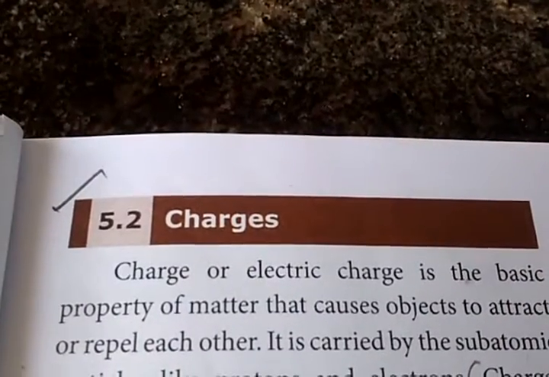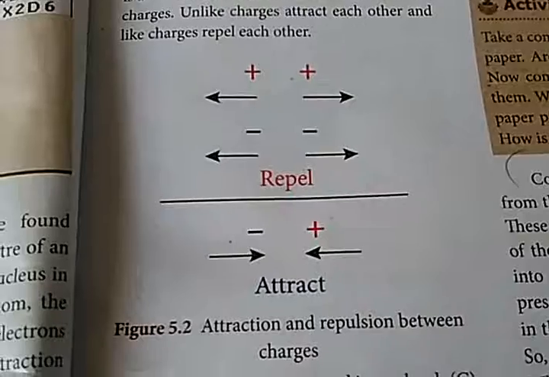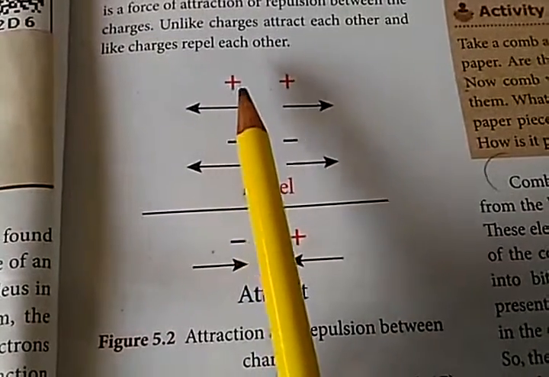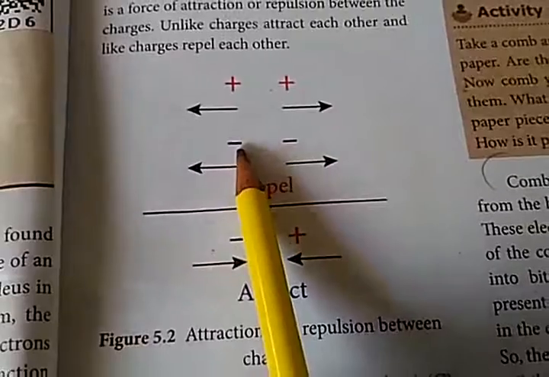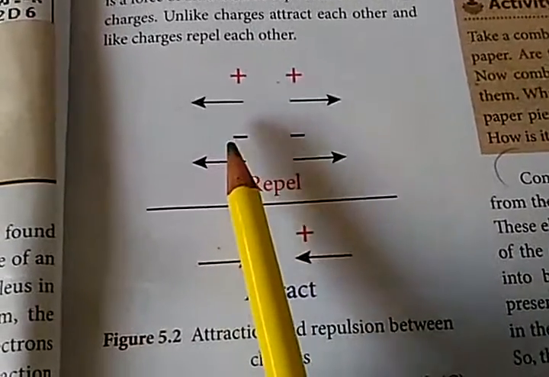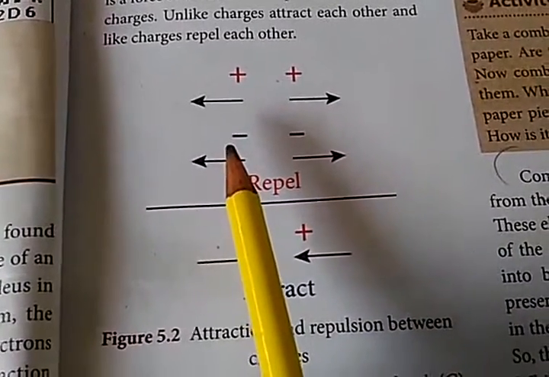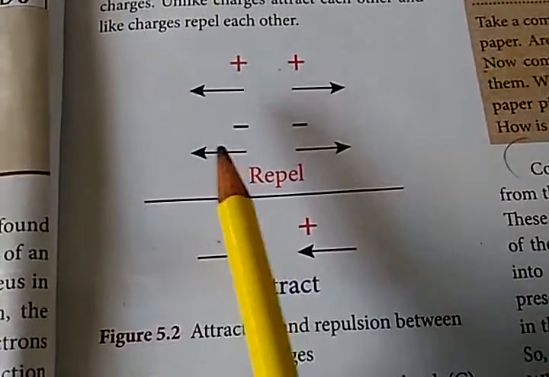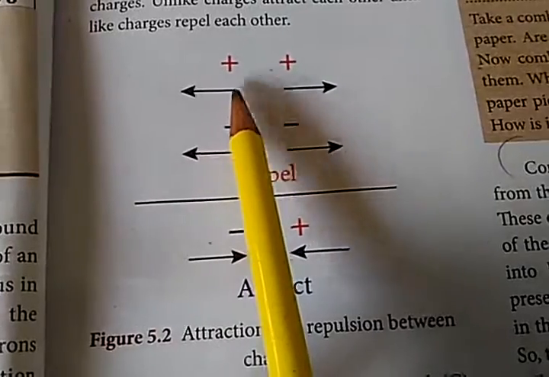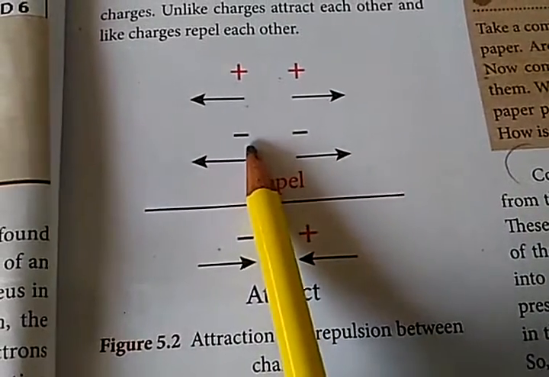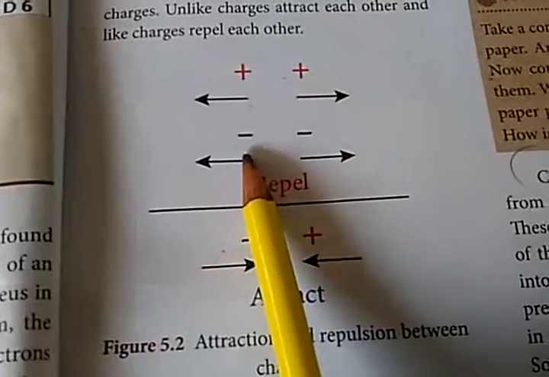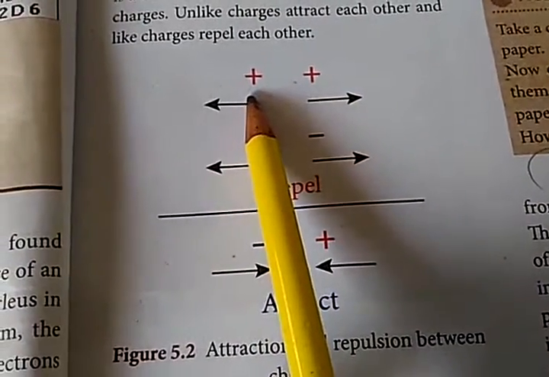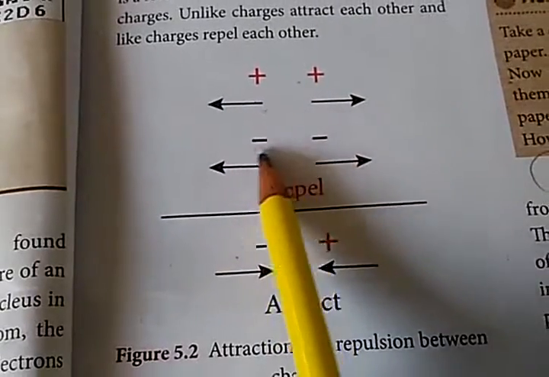Students, next we see the topic charges. Here plus means positive charge, and minus means negative charge. Charges can neither be created nor be destroyed. There are two types of charges: one is positive charge and another is negative charge. Protons carry positive charge and electrons carry negative charge.